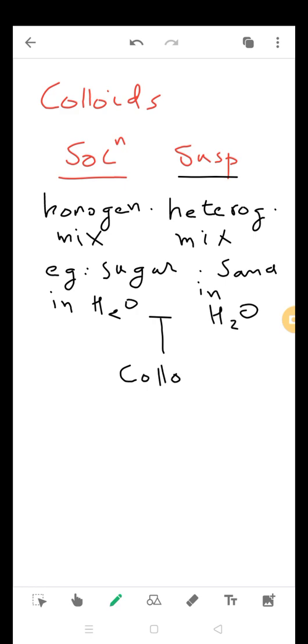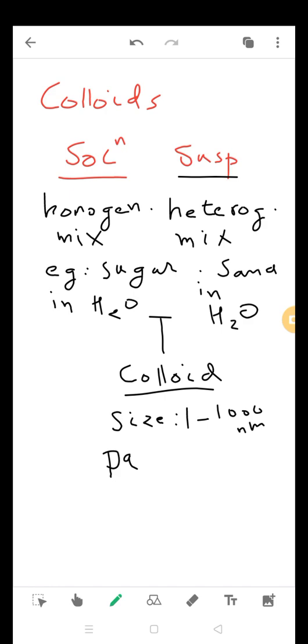That's how you can define a colloid. It is neither a solution nor a suspension. In other words, the suspended particles are so small in size that it is close to a solution but not exactly a solution. The size of the particles varies between 1 to 1000 nanometers, that is 1 micron. As I said, the particles are invisible to the naked eye.